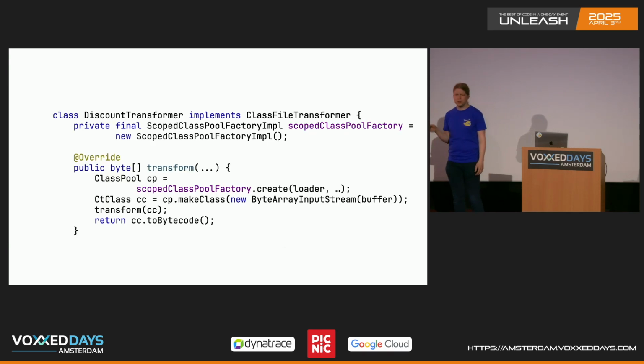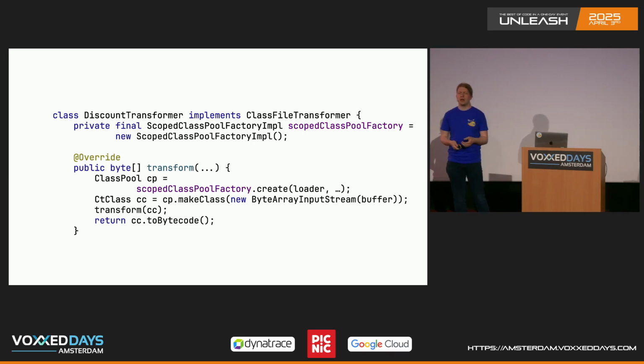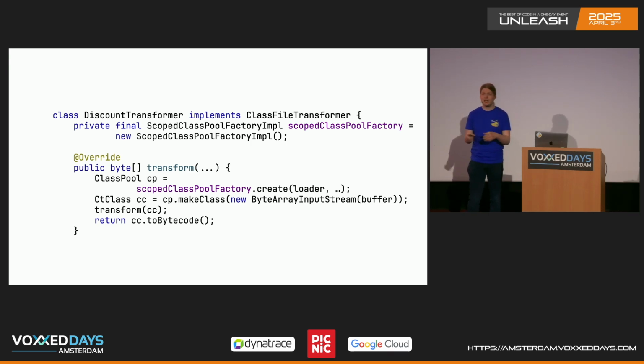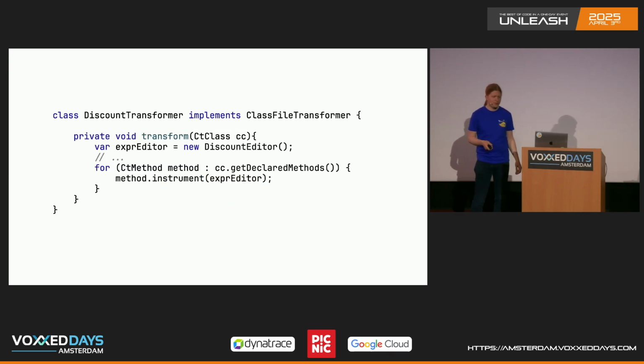But anyway, so what do we do here? We have our transform method. We get these bytes in, but we need to do something with the bytes. So what we first do, we create a class pool that's needed by Javassist, but then we can create a class object, a CtClass object, which we then can use to modify, and we can iterate over it, for example, getting all the methods in this class object, and then in the end, when we're finished with it, we can just transform it to bytecode.